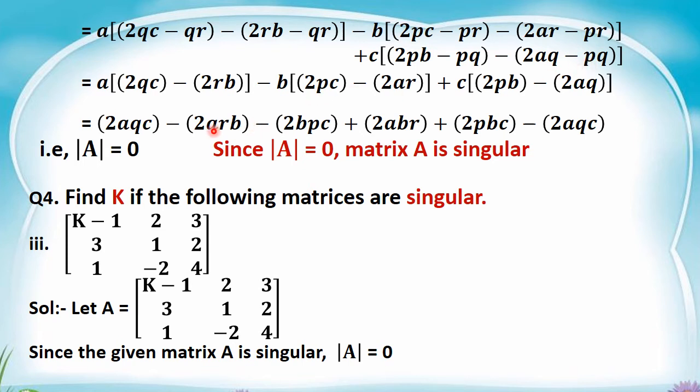Now again open the brackets. A into 2QC, 2AQC minus 2ARB, minus 2BPC minus of minus plus 2ARB, or ABR, plus C into 2PB, so 2PBC minus 2AQC. Here there is no negative sign outside, so this minus sign remains here.